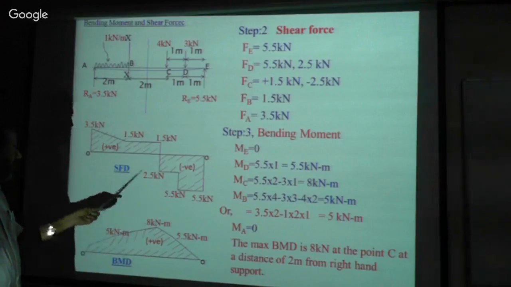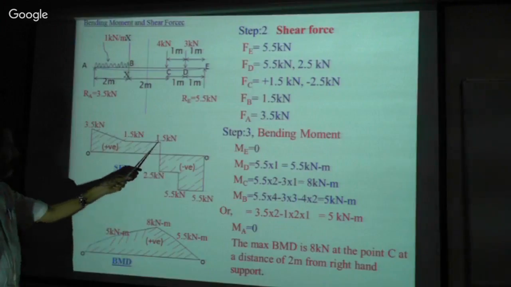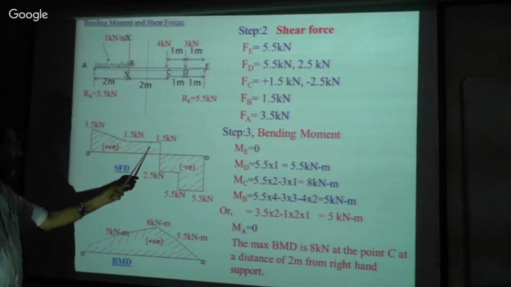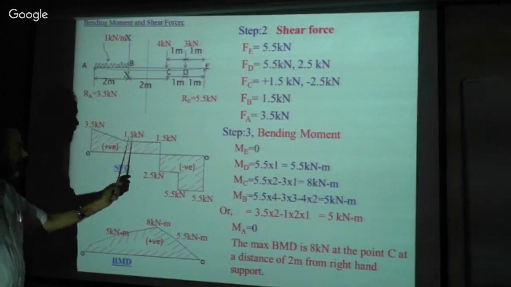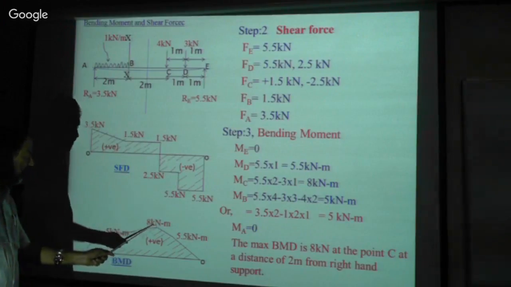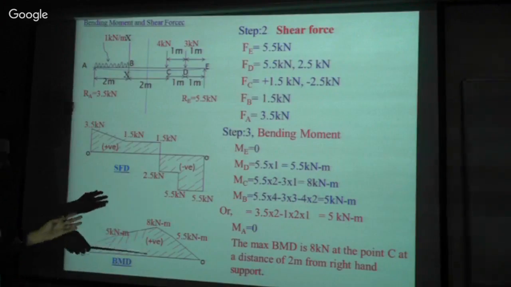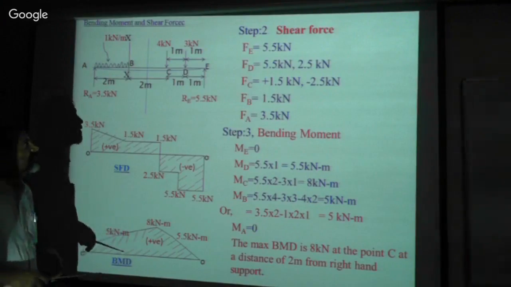Now, when you look at these two diagrams, the shear force and bending moment diagram, see just below this. Where the shear force changes its sign, positive to negative, just below that we have the maximum bending moment. Isn't it? It is 8 kilonewton meter. Okay. Then we will go to the next step.